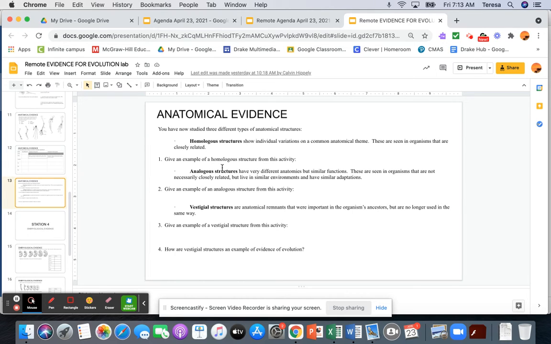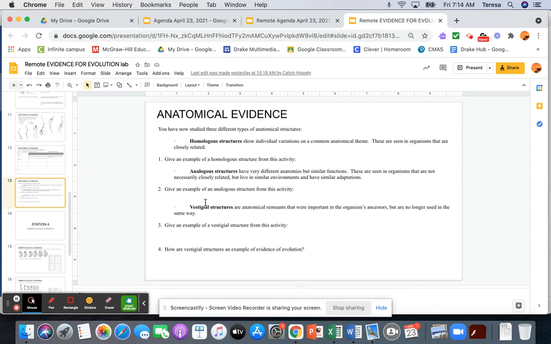So an example of that would be a bat wing versus the wings on a butterfly. Those two structures would not be the same in terms of their evolutionary development. So they're analogous because they end up having the same function. And then a vestigial structure is a structure that is no longer being used. So it's a structure that an organism has, but it doesn't actually do anything for that organism.